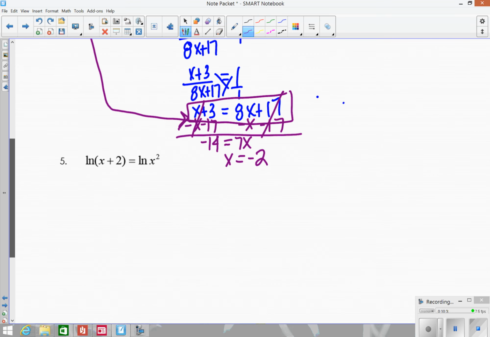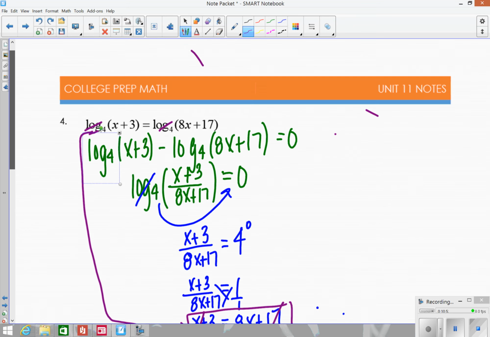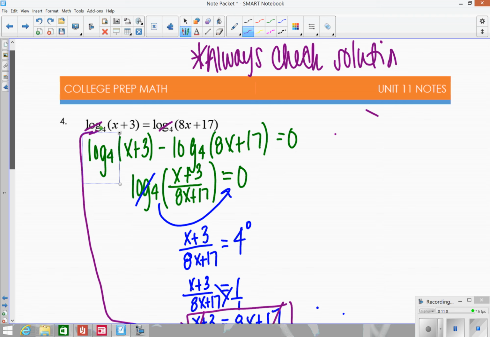So just make sure that you always check for logs. The exponential functions are always going to work as long as you've done it correctly, but with logs, sometimes your answers won't actually work. But in this case, this one will check, so it will be an answer. So just make sure you always check for logs. So I'm going to make a note of that up here. Always check solutions for logs.